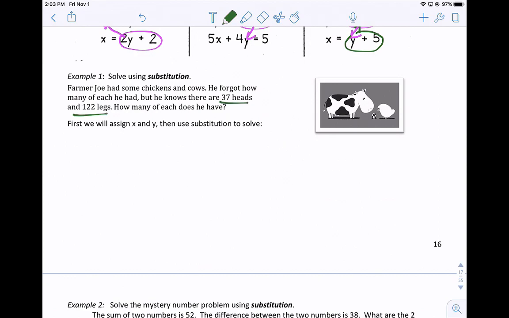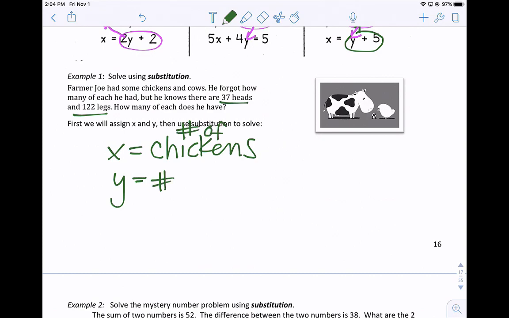Okay, so let's assign an x and a y. Let's call x the number of chickens, and then y will be the number of cows.